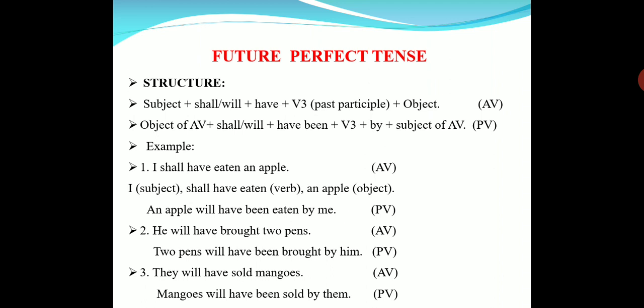And again mangoes, the object, becomes subject. And we use will. Will have we use commonly. If it is I or we, then shall have we use. For all the remaining, will have is common. And been is the be form we use in perfect tense. And V3 is sold. We add by and they become them in the place of object. Mangoes will have been sold by them is the full sentence in passive voice.